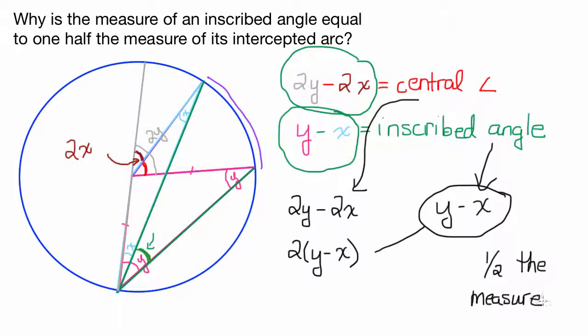And that is our proof right there. We proved that the central angle is twice the measure of the inscribed angle, which means that the inscribed angle is 1/2 the measure of the central angle. And the central angle is the measure of the intercepted arc, so therefore the inscribed angle is 1/2 the measure of its intercepted arc.